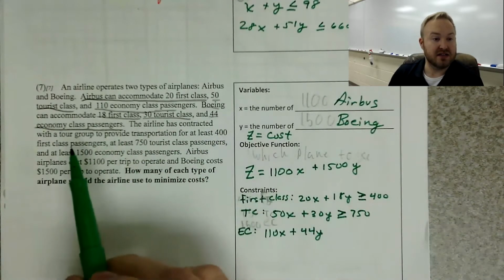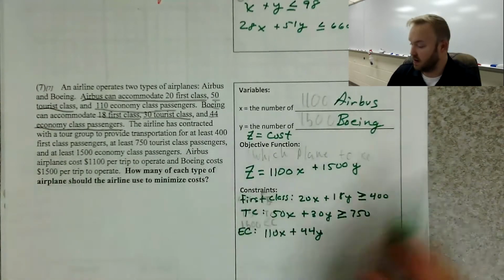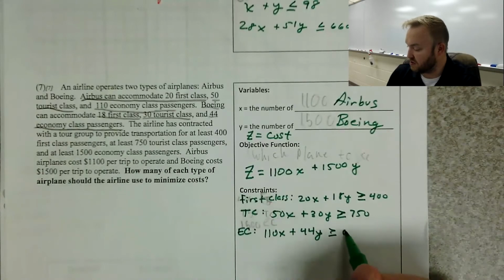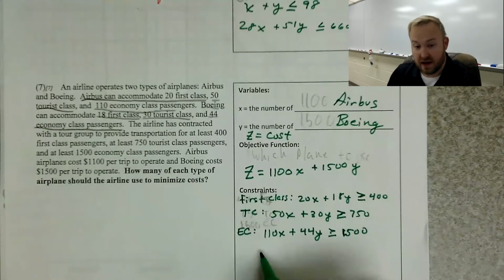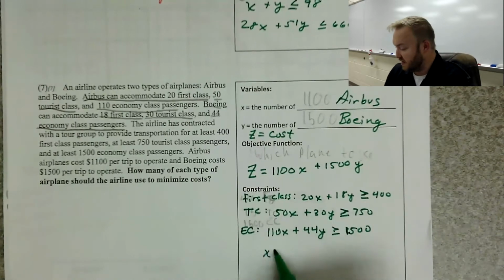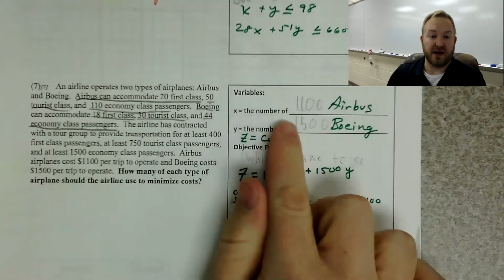And down here it says we have to be able to fit at least 1,500 economy class passengers. So we'll go at least 1,500. And that's really it. The last thing we should do is to say that X and Y have to both be greater than or equal to 0. It doesn't make any sense for those to be negative. And that's it. So we've defined our variables.